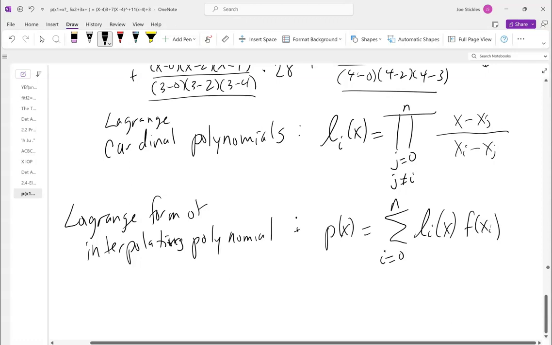Okay. So again, this gives you a way to compute it that, like I said, you don't have to solve anything. You don't really have to think, right? You can just algorithmically chug through it and get it. Okay. All right. So that's the Lagrange form.